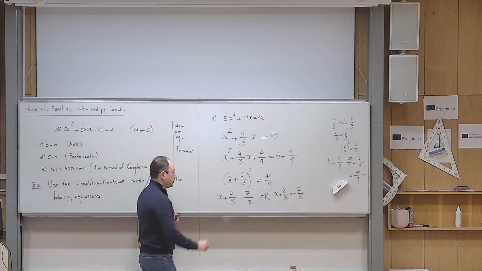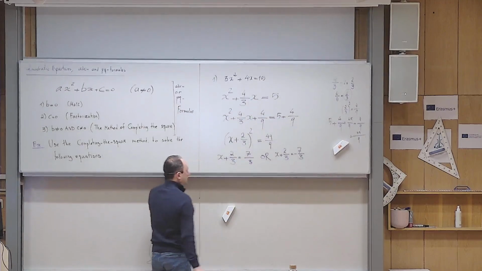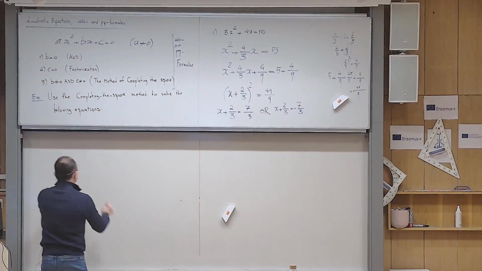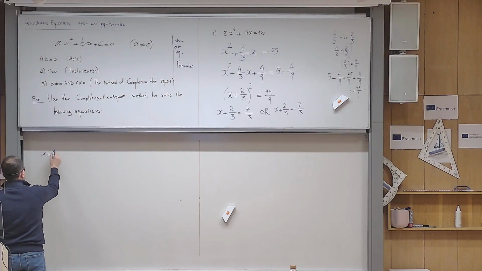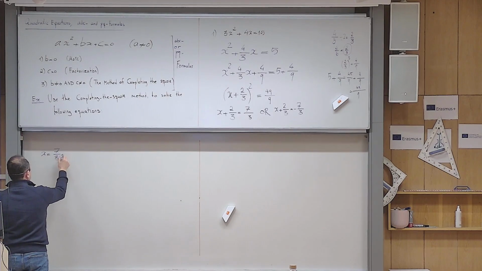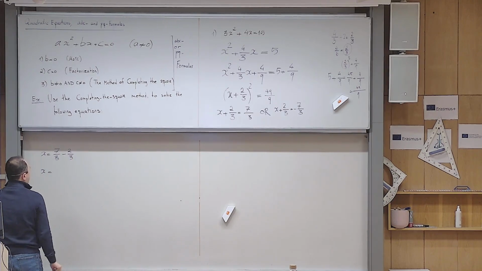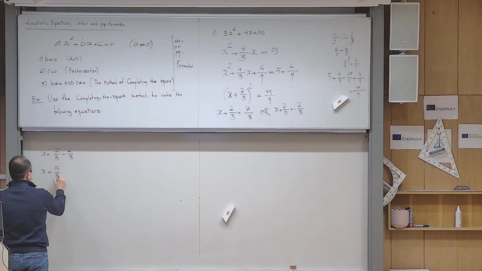And then I am looking for x. So I move 2/3 to the other side. I will continue here. So it becomes what? X is equal to 7 over 3 minus 2 over 3. So x becomes which number? 5 over 3. That is one answer.